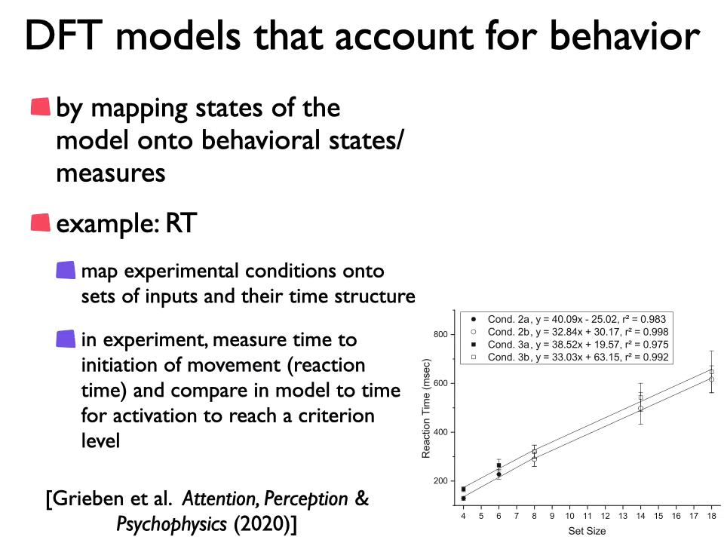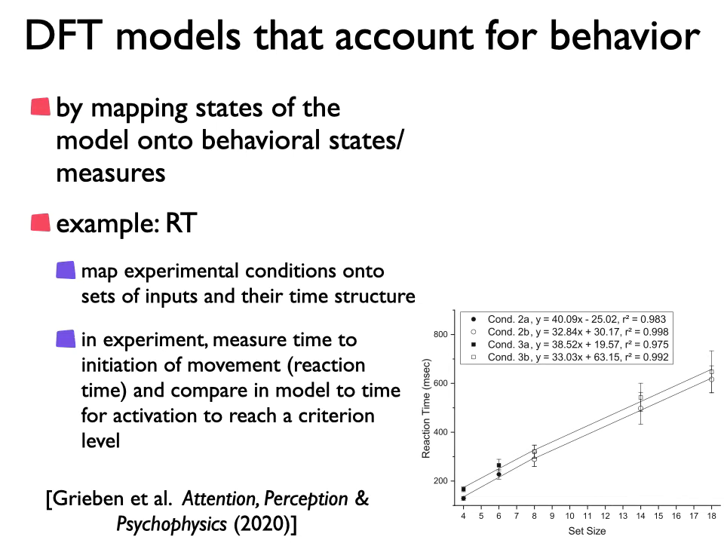If you model a reaction time experiment, essentially you're modeling a set of experimental conditions, something that was varied. Here in this example, set size in a visual search task was varied. That set of experimental conditions is mapped onto a set of inputs to the model that you explicitly model. You write down these input functions and say that function corresponds to that condition of the experiment.